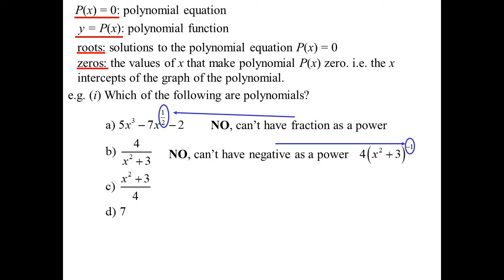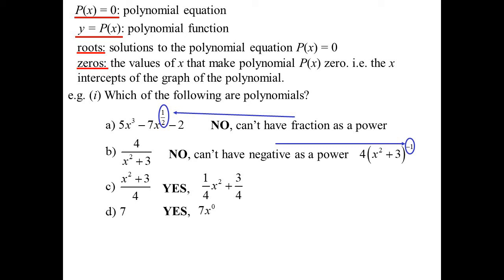No is correct. In this case, I could rewrite it as 4 times x squared plus 3 to the power of negative 1, and then you've got a negative power. You can't have negative powers in a polynomial. What about if we flip that? x squared plus 3 over 4, what do you think? Polynomial? Good, very good. Yes, it is, and it would be a polynomial of degree 2. And the number 7 by itself, is that a polynomial?